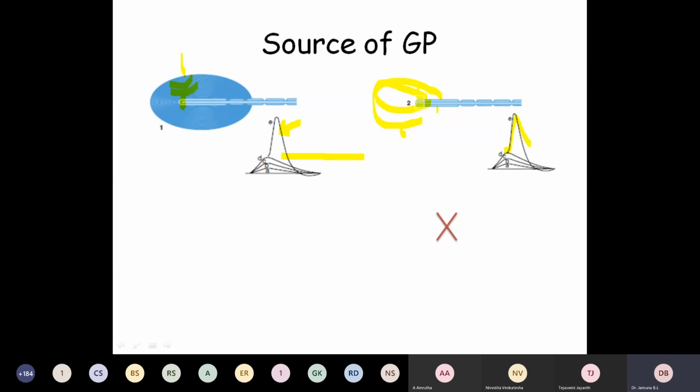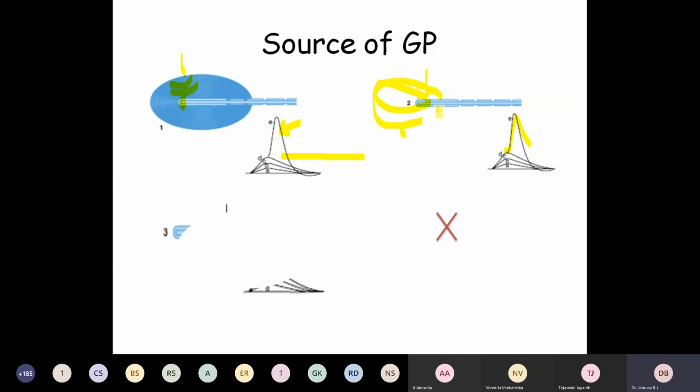So the unmyelinated neuron, the bare nerve ending, is the place where the generator potential is generated. But as you increase the stimulus, an action potential is also generated. So are the generator potential and the action potential both generated at this nerve ending?